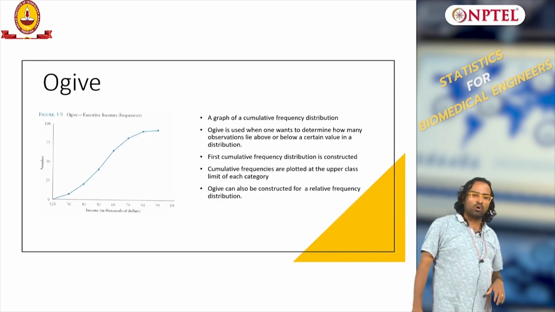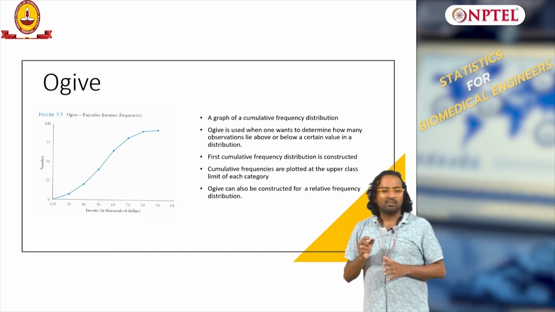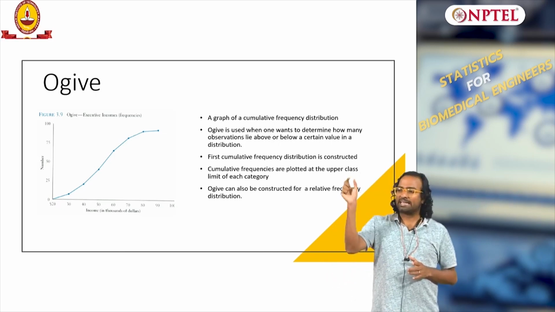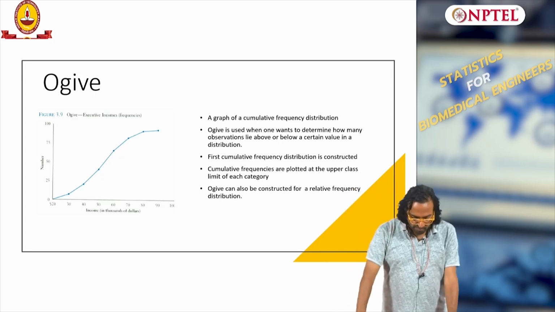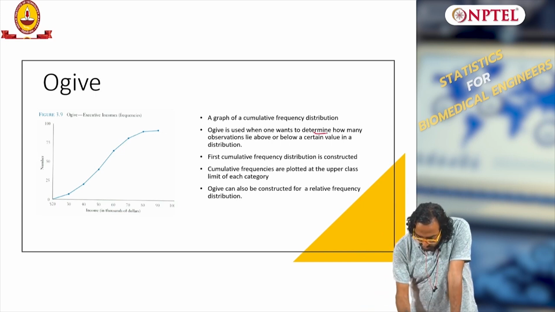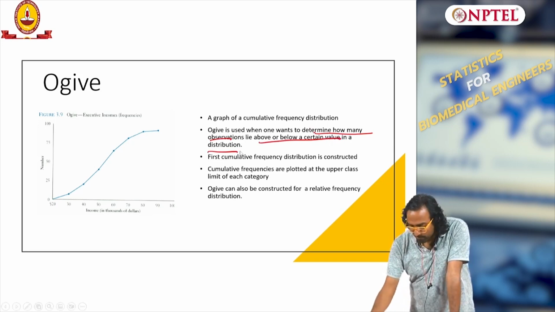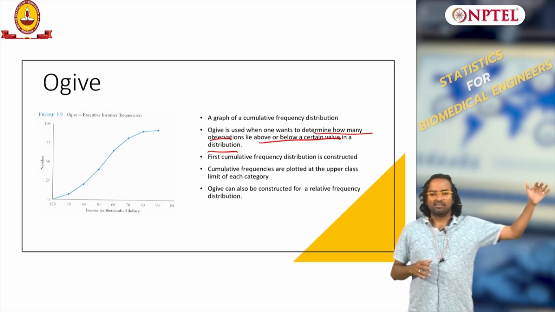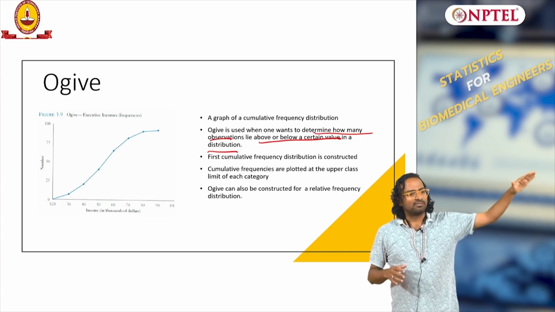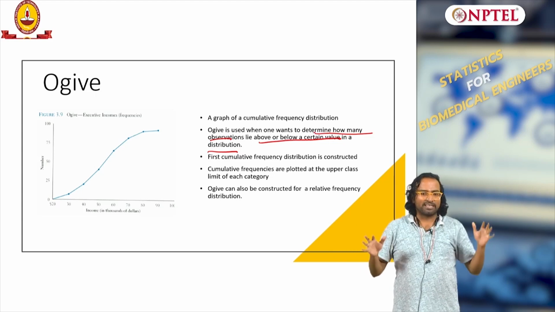And then these are ogives. Ogives are nothing but the cumulative frequency distribution, showing how frequencies increase. An ogive is used when one wants to determine how many observations lie above or below a certain value in a distribution. So, from this, what can you infer? Are there extremes? Is it a skewed distribution or a pretty centered distribution?